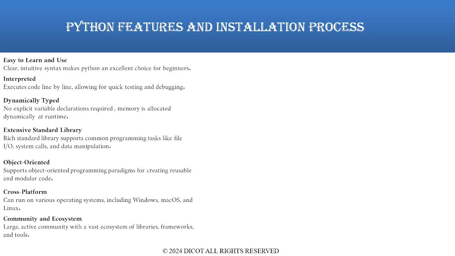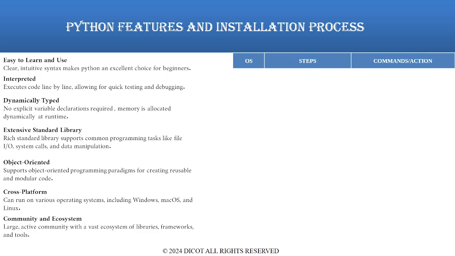Now, let us see how to install Python on Ubuntu and Windows operating systems. Generally, on Linux systems like Ubuntu we run Python on the terminal, whereas on Windows we may use an IDE like PyCharm. So, let us see the installation process.